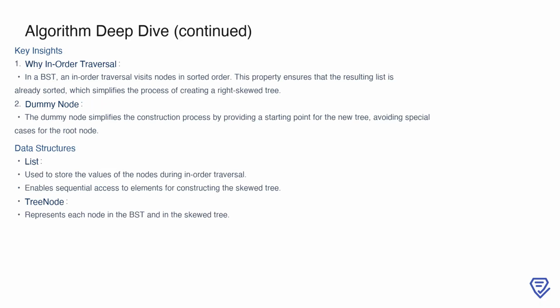The choice of in-order traversal is fundamental to this algorithm because it ensures the nodes are visited in sorted order. This eliminates the need for additional sorting and simplifies the process of building the skewed tree.